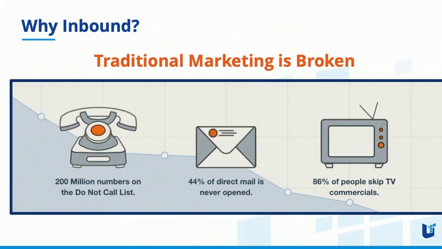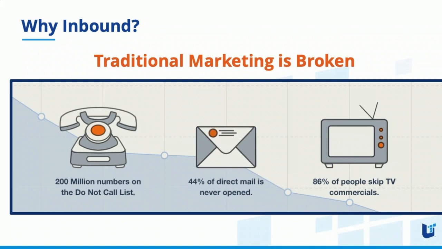Why inbound, would you say? Essentially because traditional marketing is broken. You have to take a different approach. The old approach where you push your agenda on someone or interrupt their day to get them to look at you or engage with you doesn't work anymore. Prime examples: 200 million numbers are on the do not call list, so you're not cold calling them; 44% of direct mail is never opened; that approach isn't going to work by and large. And 86% of people skip TV commercials. So this inbound approach recognizes the new way that people consume information and engage with associations and organizations like yours.